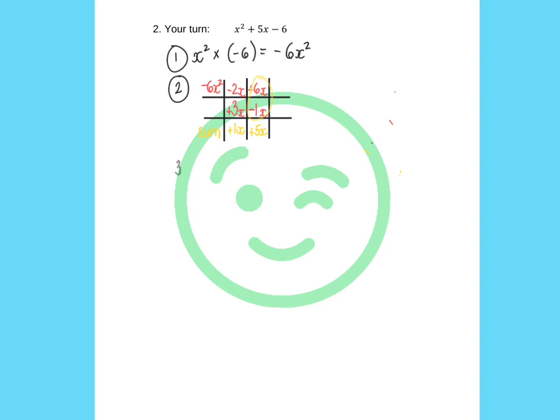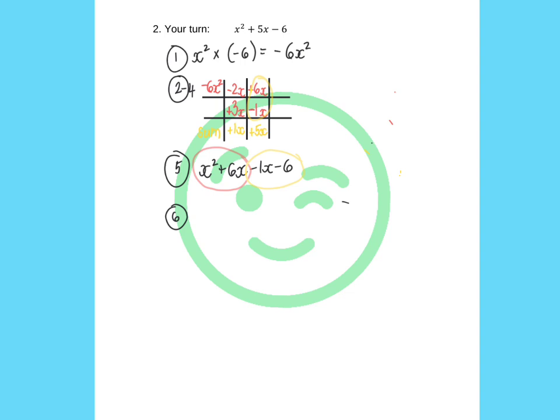So number 5 is then the first term, the two factors, positive 6x and negative 1x, and the last term of negative 6. We group them, so we have x squared and positive 6x as one group, negative 1x and negative 6 as the other group. Then in number 6, we're going to take out a common factor out of each group.